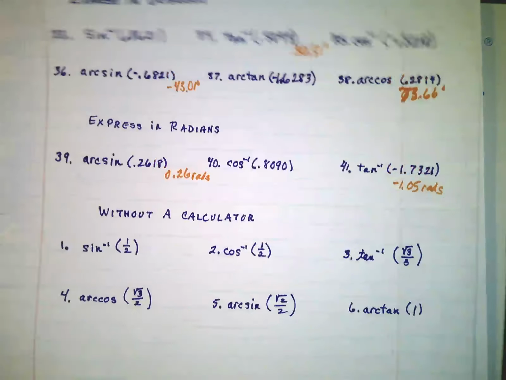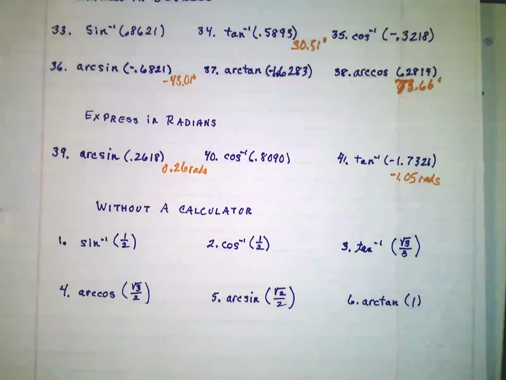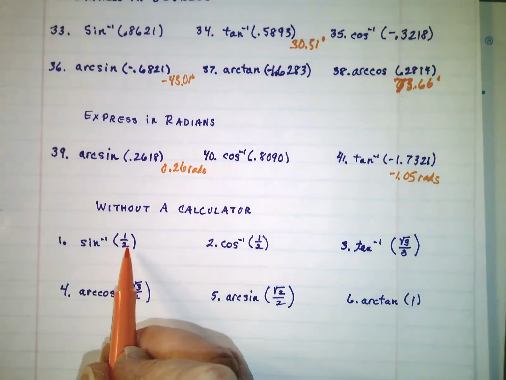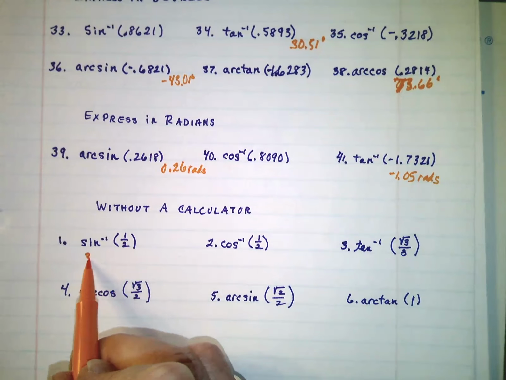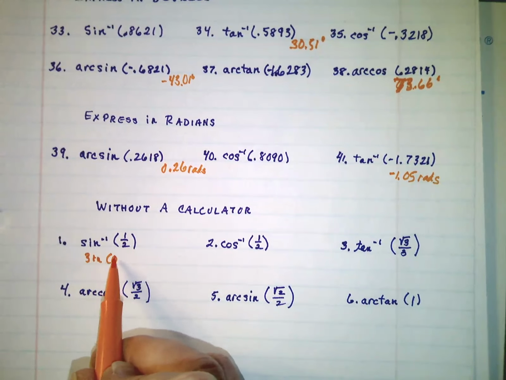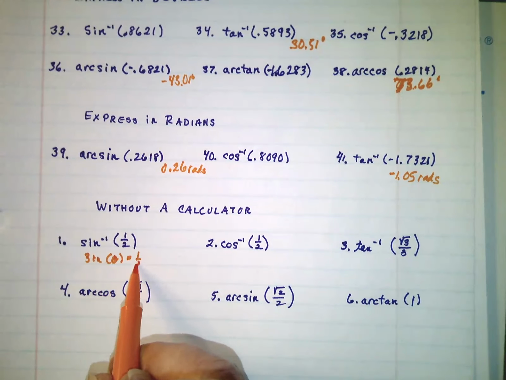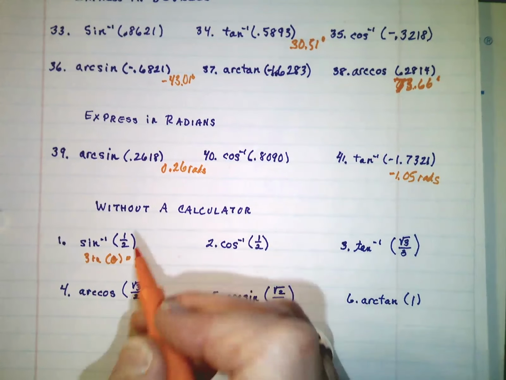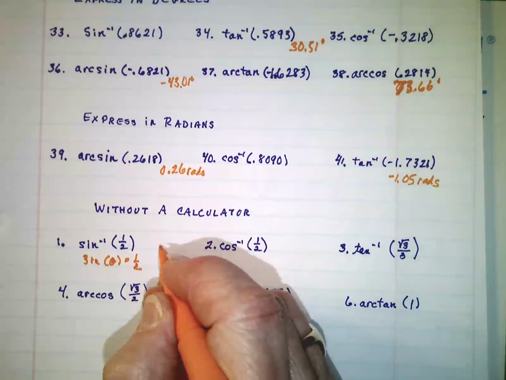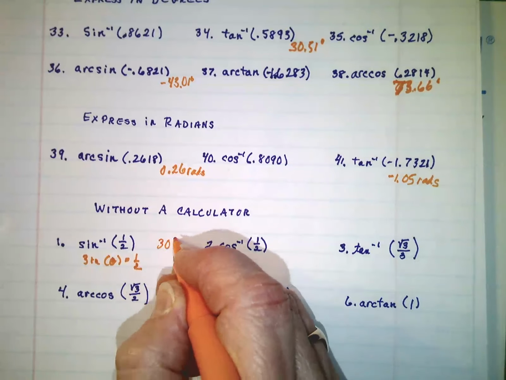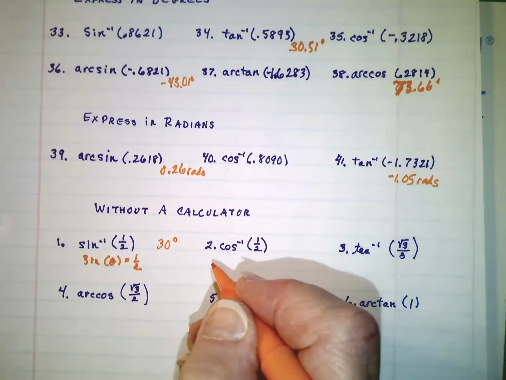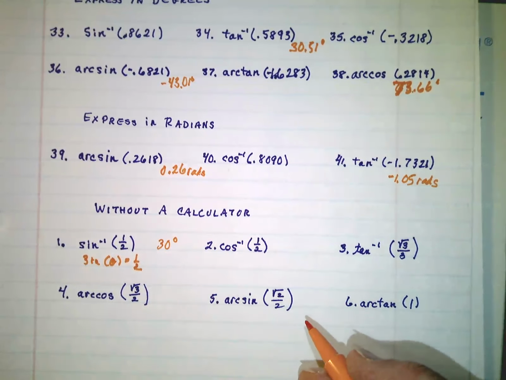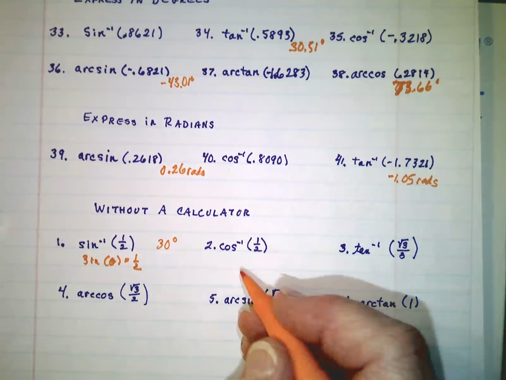And now they want us to try the rest of these without a calculator. So the sine is a half. The sine of our mystery angle is 1/2. I'm hoping you know by now that this 1/2 is the sine value on 30 degrees. Also on 390 degrees and a bunch of other angles.